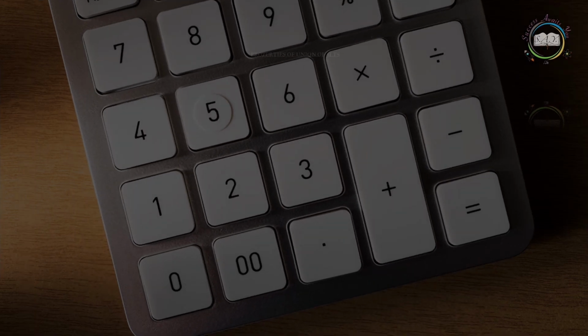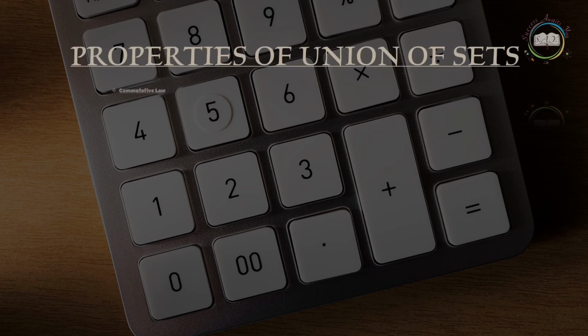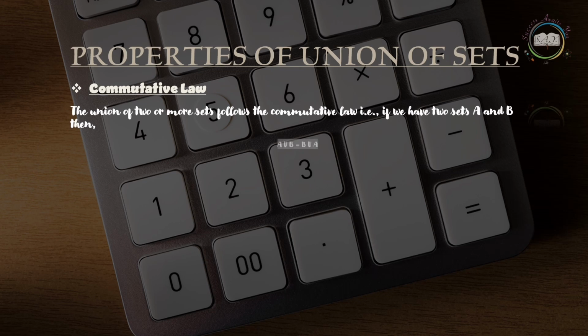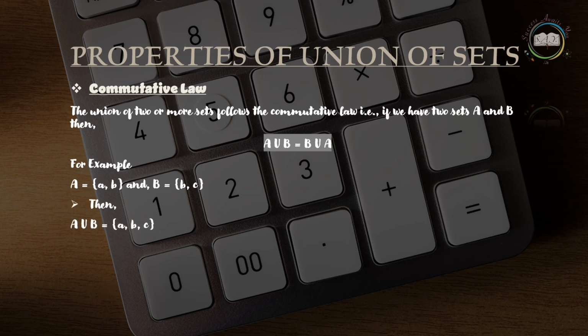Union of sets has 2 properties. The first one of the properties is that the union of sets follows the commutative law, that is, A union B is equal to B union A. As you can see in the following example, we'll first perform A union B and then B union A. That will prove this property.